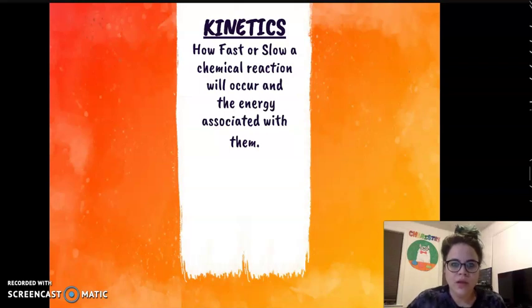So in general, our unit is called Kinetics and Equilibrium. It'll be split up into 2 parts. The first part will be kinetics. The second part will be equilibrium. Kinetics in general talks about how fast or how slow a chemical reaction will occur and the energy that's associated with it.